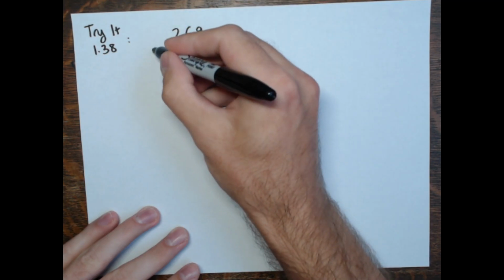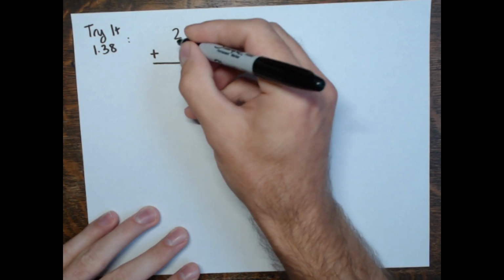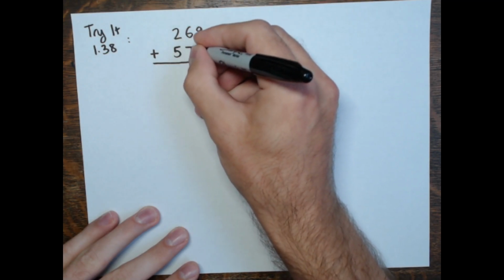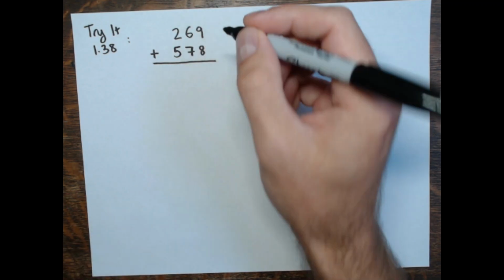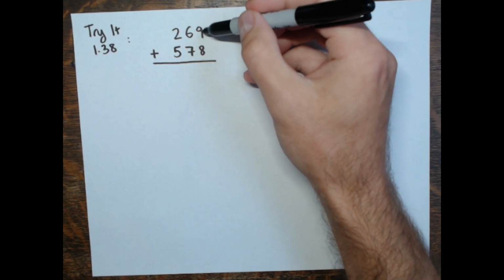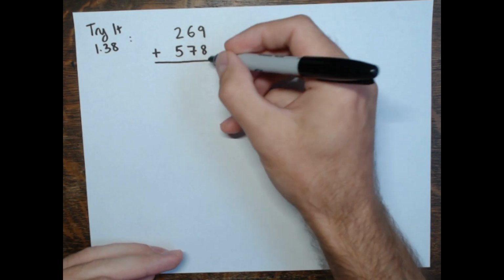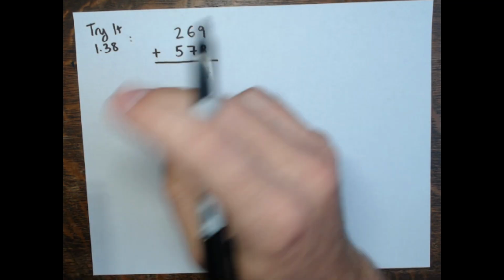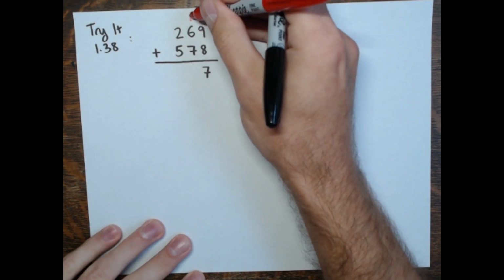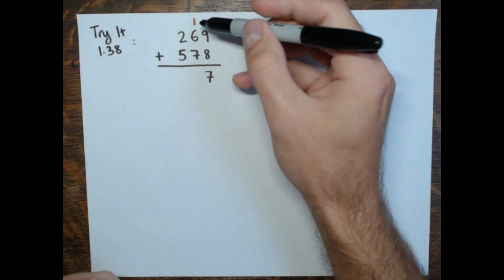269 plus 578. Line up the place values. Start at the right with the ones. 9 plus 8 is 17. So that's 7 ones and 1 10, right? So I'm carrying a 1 to the tens place.